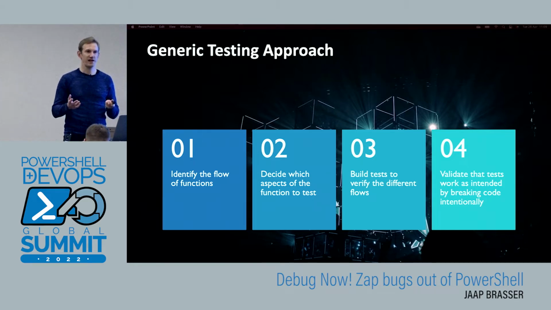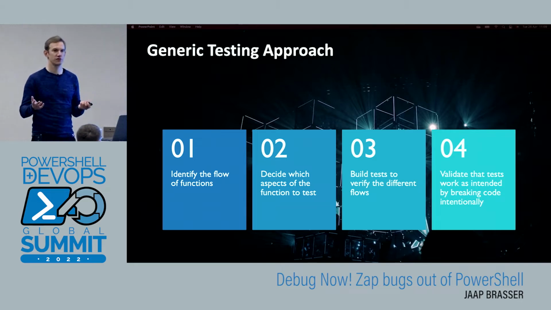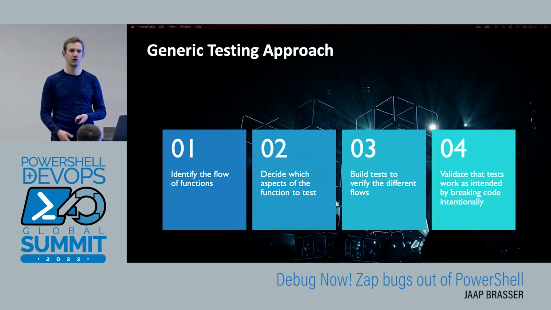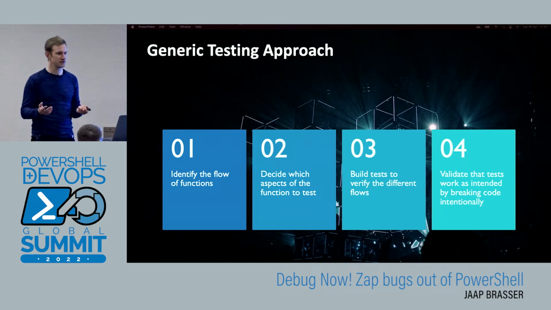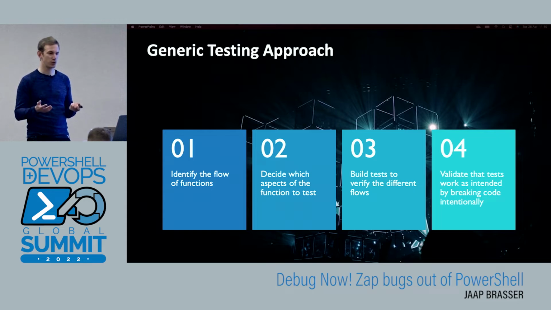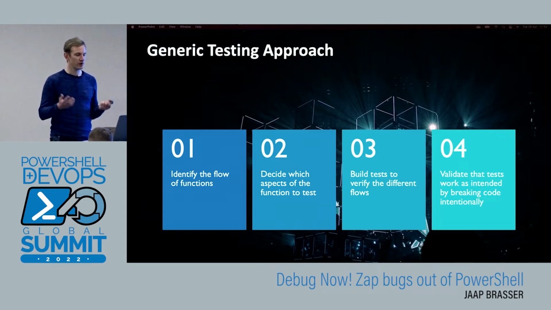Also decide what kind of aspects you want to test. Like I mentioned before, if you're just going to test for simple things that are covered by other aspects of the language, like parameter validation, there's not a lot of value in that. So test the things that matter for the code. And from that moment on, write the tests to verify that those different portions work, and then also validate that they work as intended.